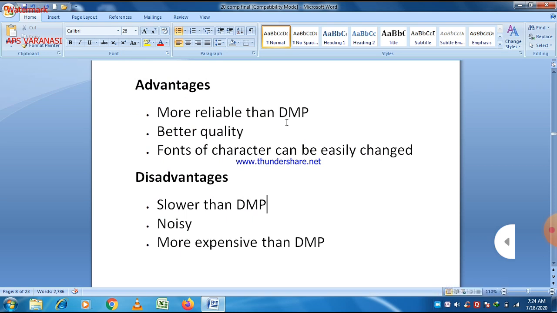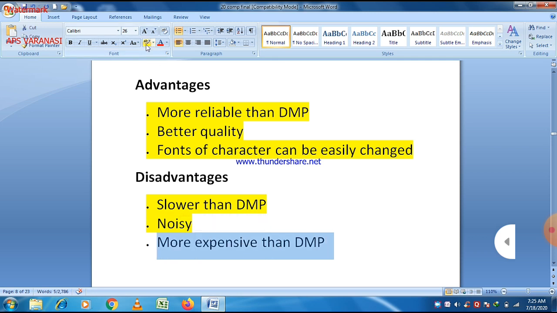And the disadvantages: they are slower than dot matrix printers. They are noisy, both of them are noisy actually. And they are more expensive than dot matrix printers. The dot matrix printer is very economical as compared to other printers. So the basic disadvantages are they are slower, they are very noisy, and they are more expensive also. These are the three main disadvantages of this type of printer.